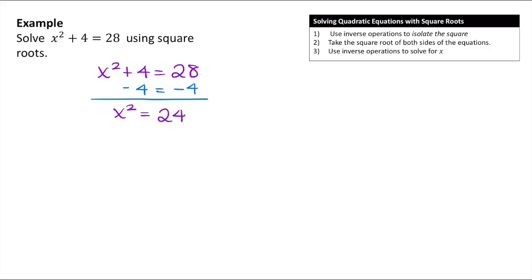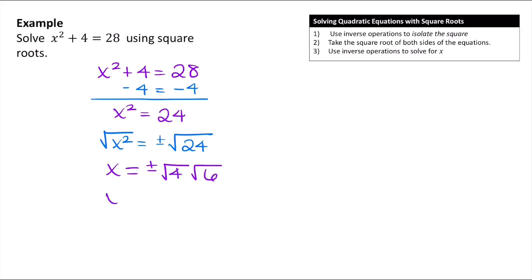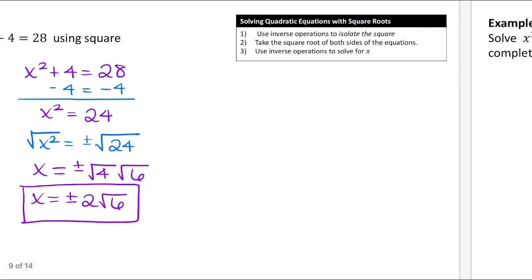So now I'm going to go ahead and take the square root of both sides. So I have the square root of x squared equals plus or minus the square root of 24. So remember, I need to work on simplifying that square root. Well, the square root of x squared is just going to be x. And then when I simplify this, well, I can factor out a 4, right? So that's going to be plus or minus the square root of 4 times the square root of 6. So the square root of 4 is 2, so this is going to give me x equals plus or minus 2 times the square root of 6. And that's how you can solve this equation using square roots.